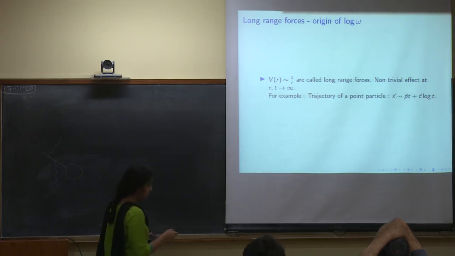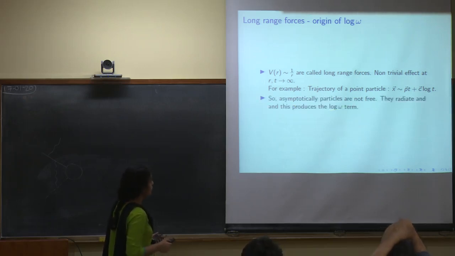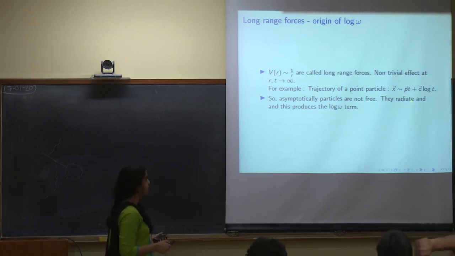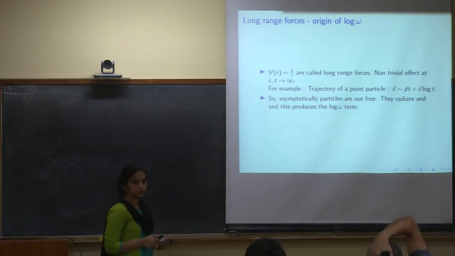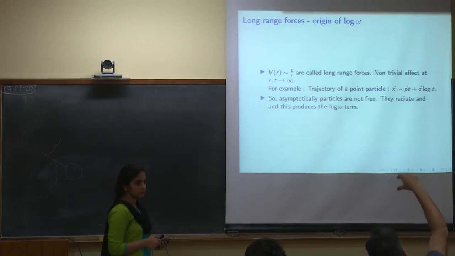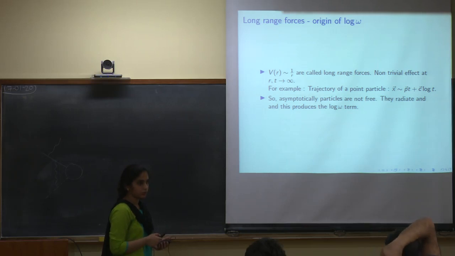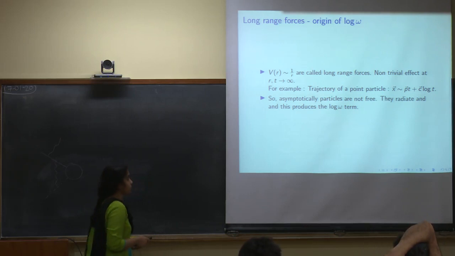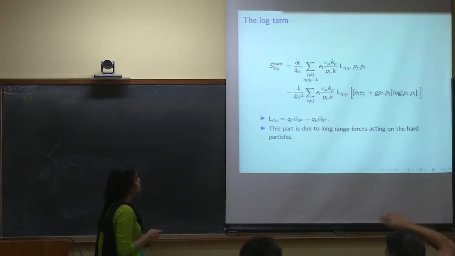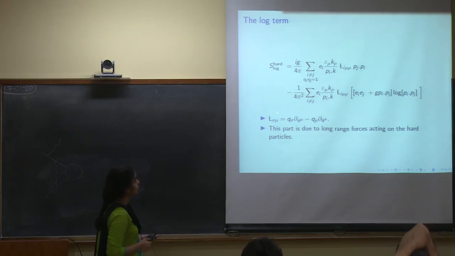So what happens is, roughly, asymptotically the particles are not free. They still feel this long range interaction, and that is why they radiate. And this radiation has a log omega kind of behavior. Okay. And in high dimensions, the log t would be reduced to 1 over t, so that will just go to 0. It may be just completely different. There is no log at all. Okay, so this is a part of the soft log coefficient that has this kind of behavior.